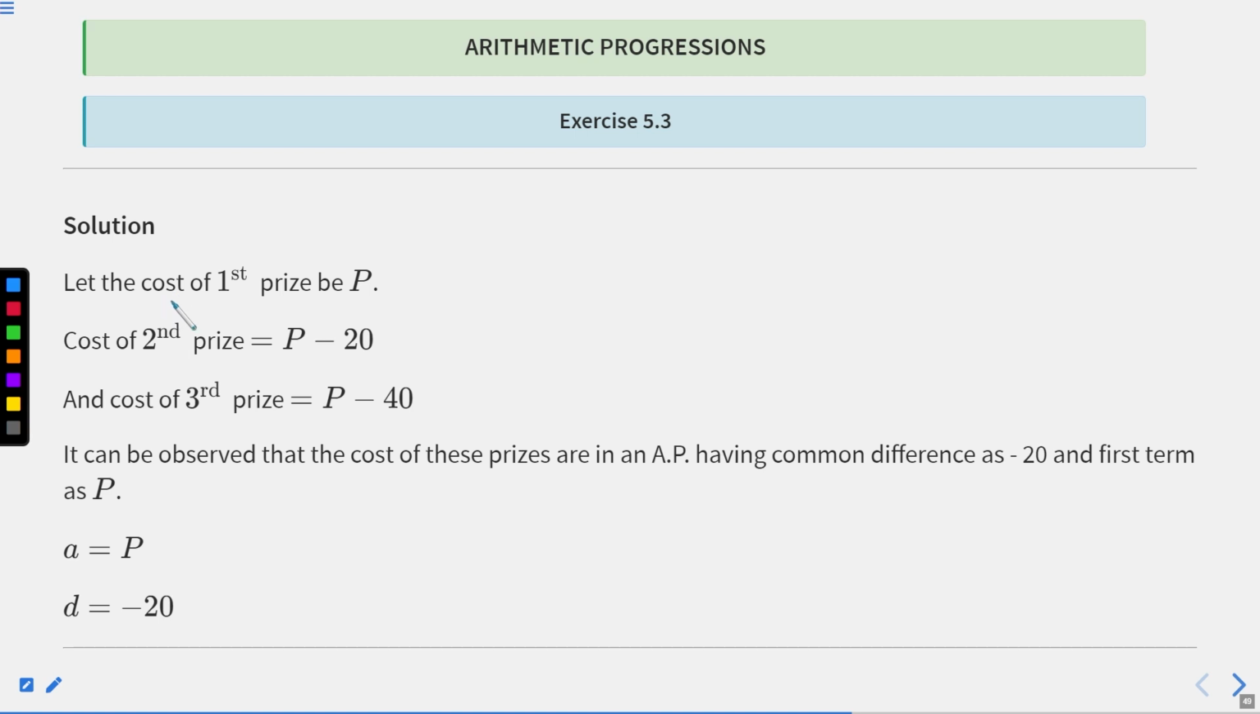Here, let the cost of the first prize be P and the cost of the second prize be P minus 20. Then the cost of the third prize is P minus 40. It can be observed that the costs of these prizes are in an AP with common difference minus 20 and first term P. So the first term a is equal to P and the common difference d is equal to minus 20.